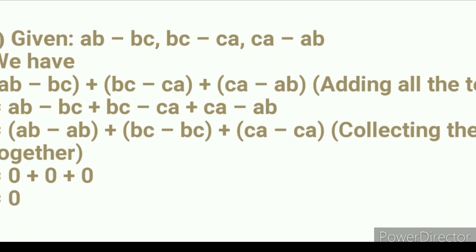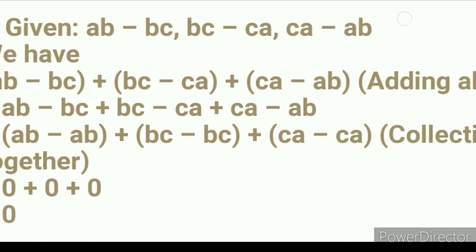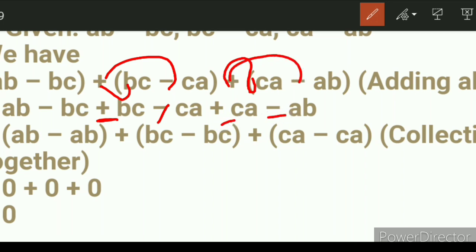Next, removing the bracket. Because of the plus sign, we should multiply the terms inside the bracket. Plus into plus, there is no sign means plus only. Next, plus into minus, minus; plus into plus. Here there is no sign. Plus into plus, plus into minus, minus. Here in front there is no sign, so don't change this expression. Write as it is.